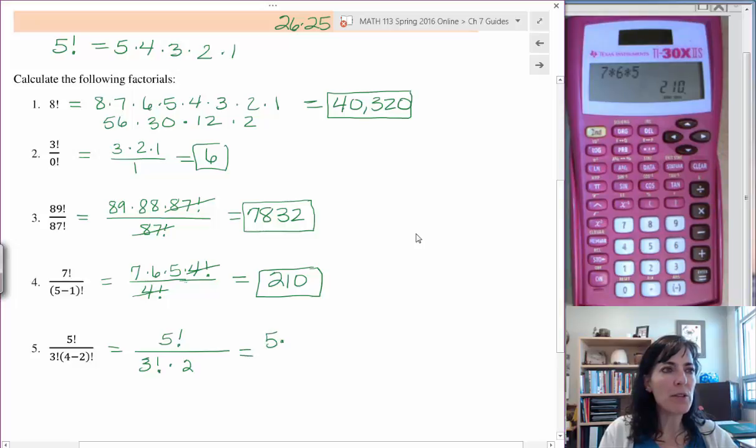So I want 5 times 4 times 3 factorial, stop there, all over 3 factorial times 2. My 3 factorials reduce to 1. And then I have 5 times 4 over 2. My 2 goes into the 4 2 times, and then I multiply 5 times 2 is 10.